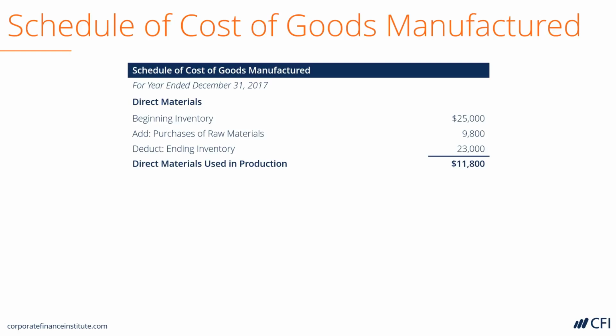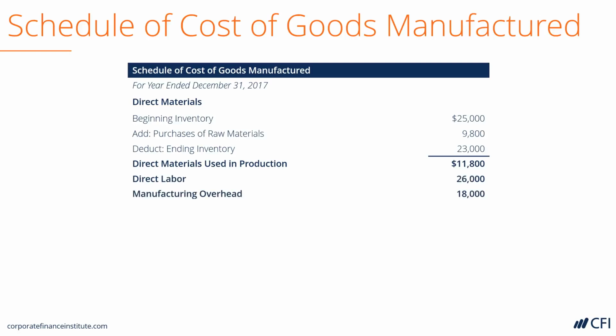Think of it this way: if the company wants to figure out how much it spent in production, and it knows that it purchased 9,800 of raw materials, and it ends the period with less inventory than it started with, it must have spent more than 9,800. If it ended the period with more inventory than it started with, it actually would have spent less than what it purchased of 9,800. That's the general concept with opening and ending inventory balances versus purchases.